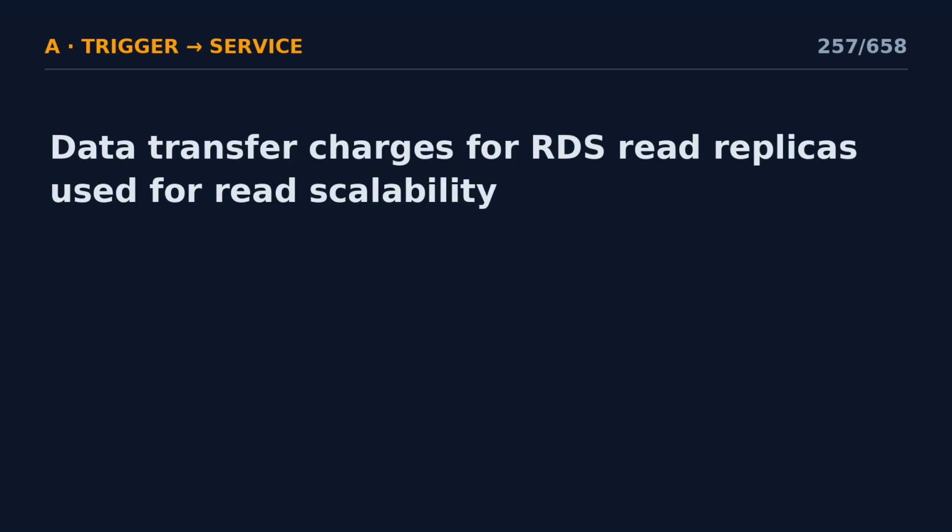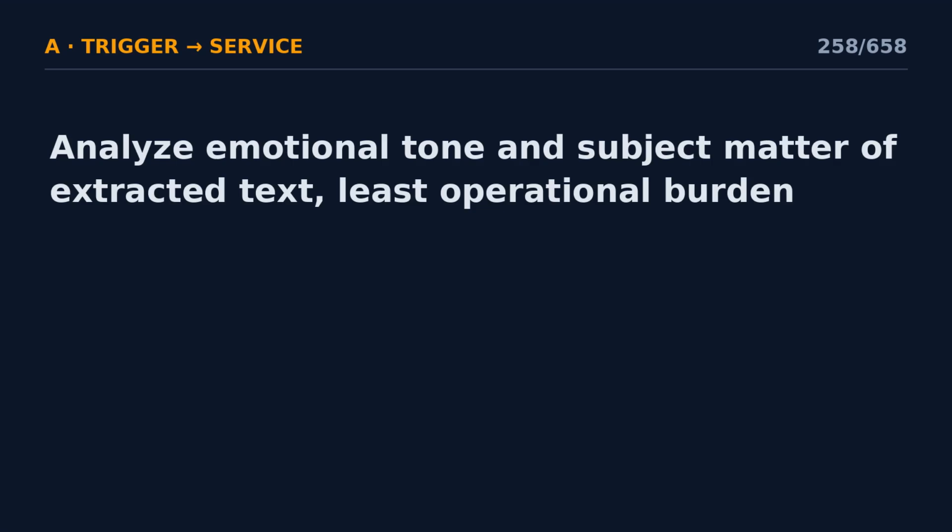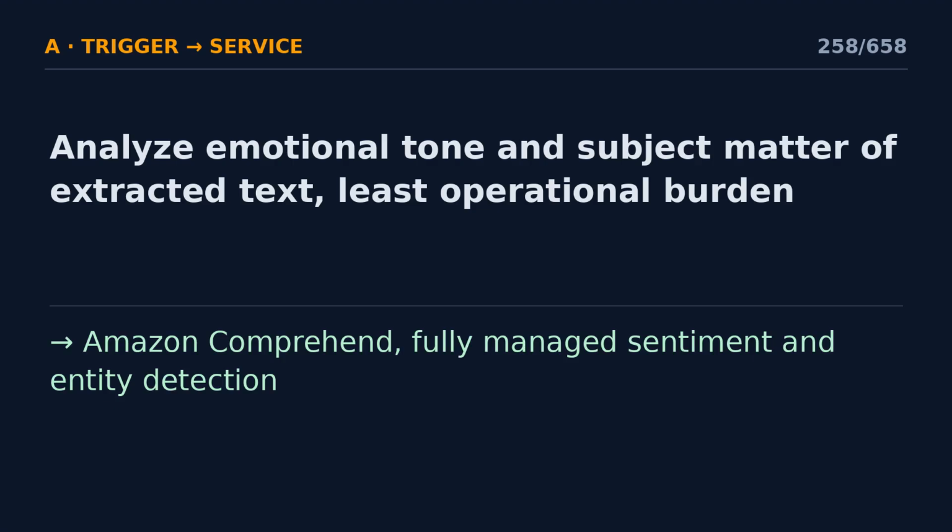Data transfer charges for RDS read replicas used for read scalability. Answer: Only cross-region replication traffic is charged. Same region transfer is free. Analyze emotional tone and subject matter of extracted text. Least operational burden. Answer: Amazon Comprehend, fully managed sentiment and entity detection.